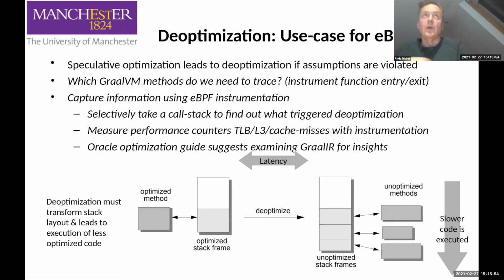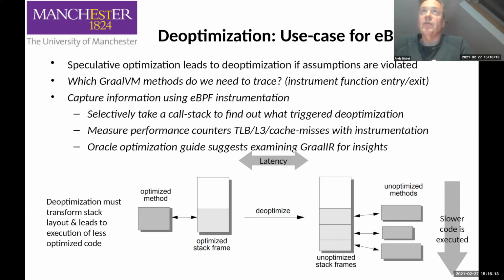So, let's look at our use case. How can we apply tracing to investigate deoptimization? What do we need to measure? Which deoptimization related method in GraalVM's libjvm.so do we need to investigate?